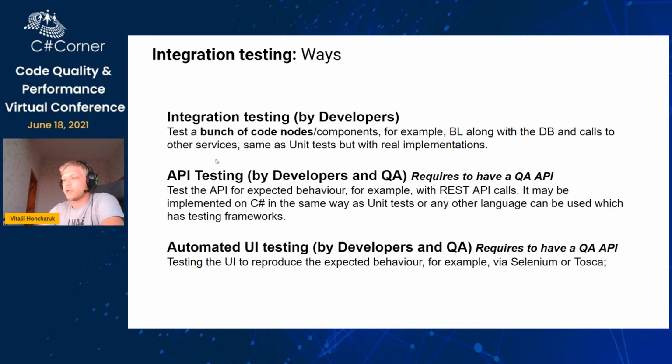So it can be tested partially as a system, because when you have, for example, a bunch of microservices that depend on each other, it's probably easier to test one, two, or three services, and mock some dependencies to other services. And if we speak about API testing, it can be done by developers and by QA automation engineers. This is required for testing an API for expected behavior, for example with REST API calls. It may be implemented in C# in the same way as unit tests, or any other language with testing frameworks like NUnit or XUnit, which we have in C#.